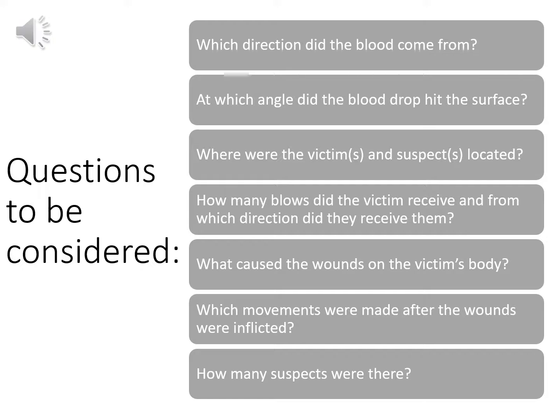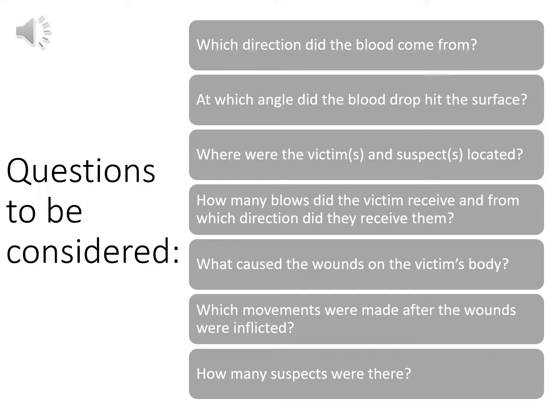Where were the victim and the suspect located relative to one another? How many blows did the victim receive, and from what direction did they receive them? What caused the wounds on the victim's body? So we'll be looking for the particular object in that case. What movements were made after the wounds were inflicted, when the blood was likely to be spattered as a result of whatever caused the wounds that allowed the blood to escape?